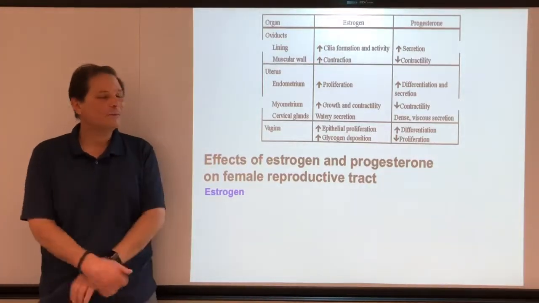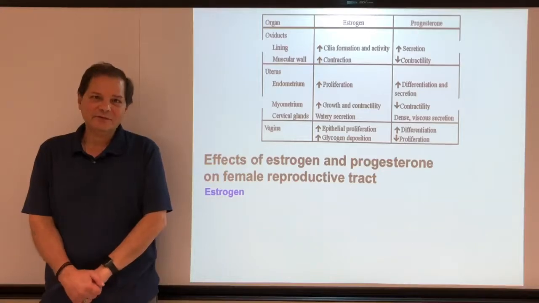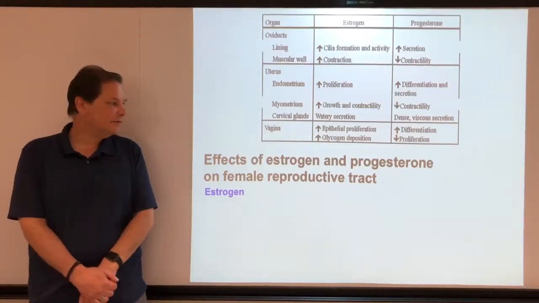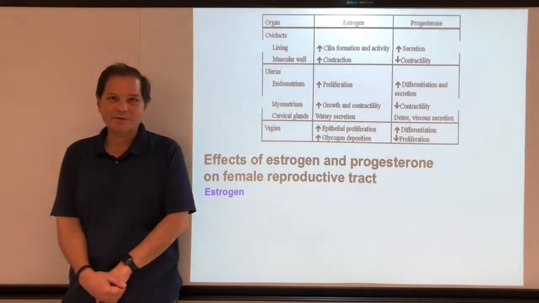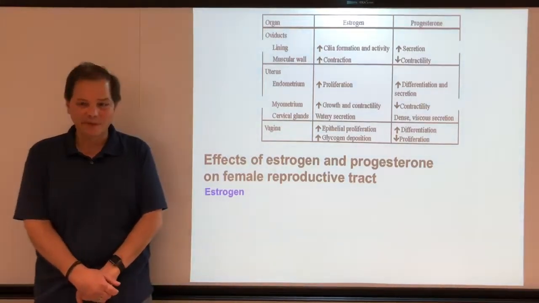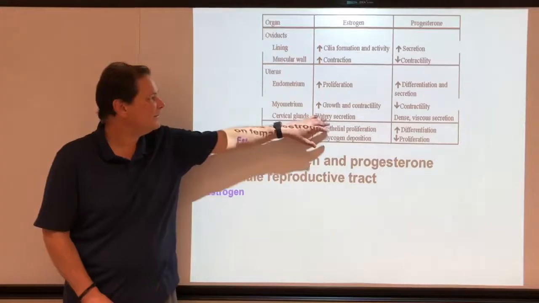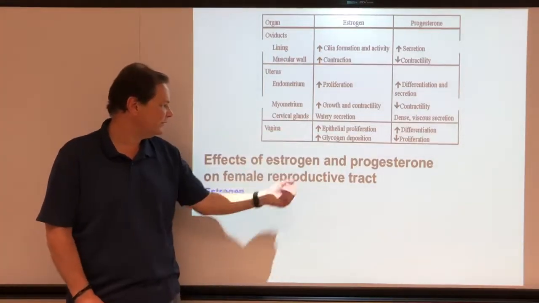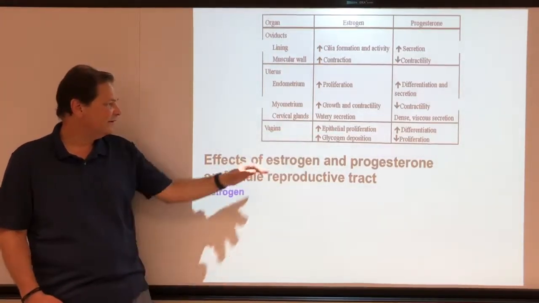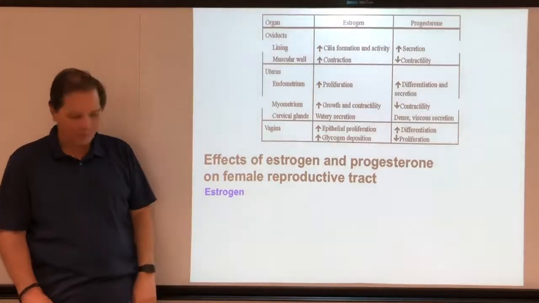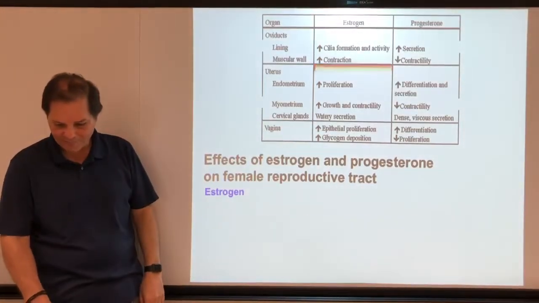We're going to talk a little bit about some of the effects of estrogen and progesterone on the reproductive tract, and then we'll wrap it up with a very, very brief mention of menopause. So here is a table that's also in your notes. It's demonstrating the effects of estrogen and progesterone upon the female reproductive tract.